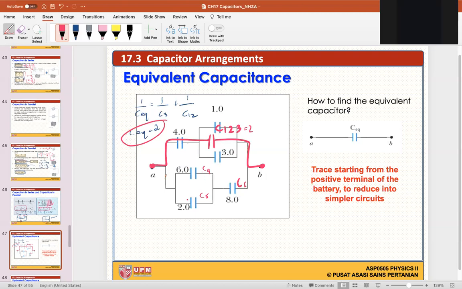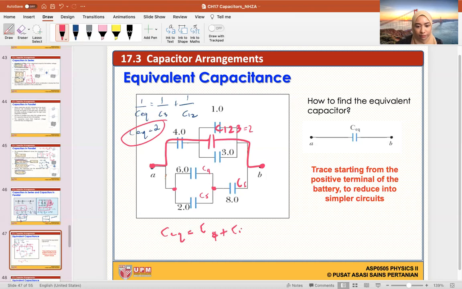So C4 and C5, 6 and 2. Are they in series or are they in parallel? In parallel. Why? They meet at the same point. Correct, thank you. So what is the equation to calculate for parallel, Haziq? C equivalent equals C4 plus C5. Correct. And it is 6 plus 2, which gives me 8.